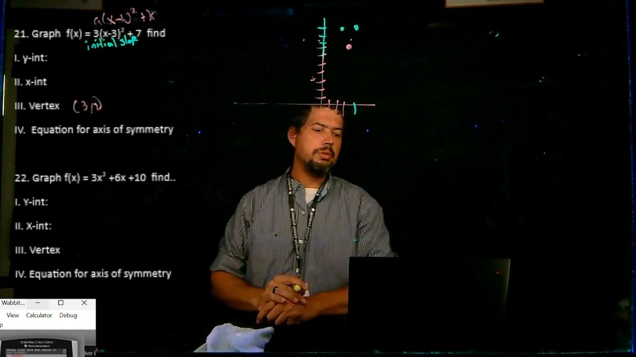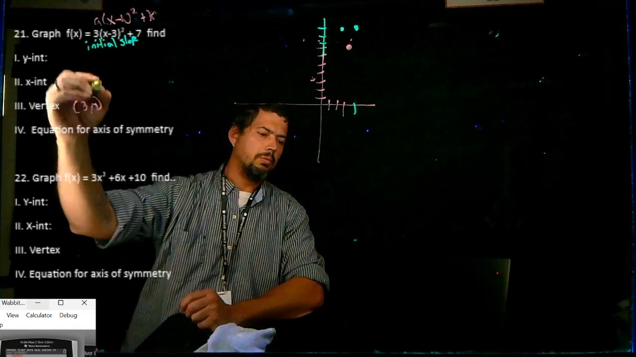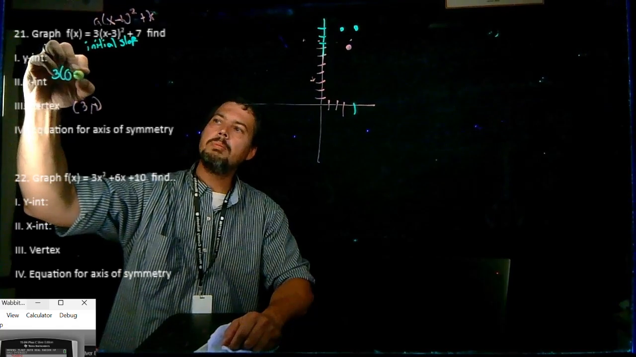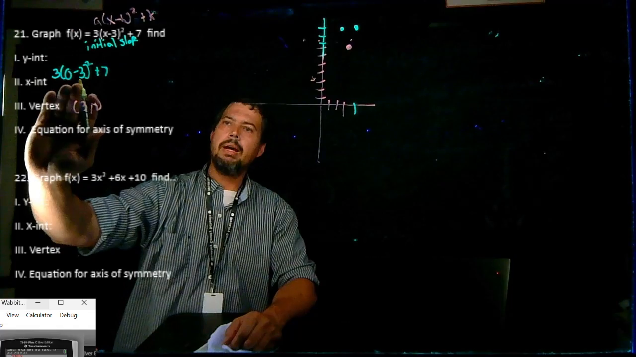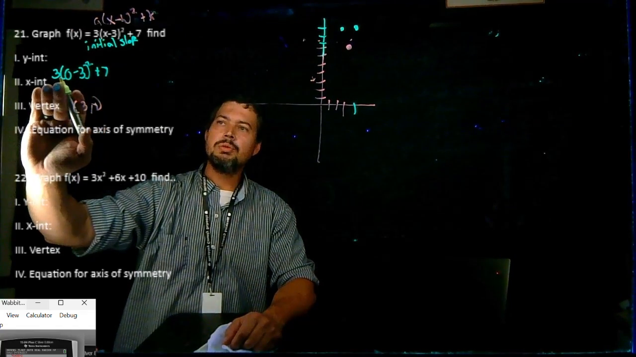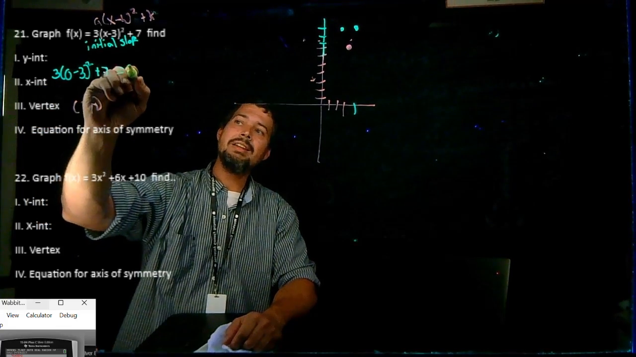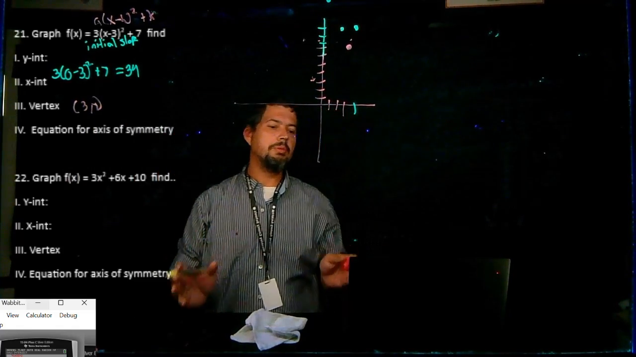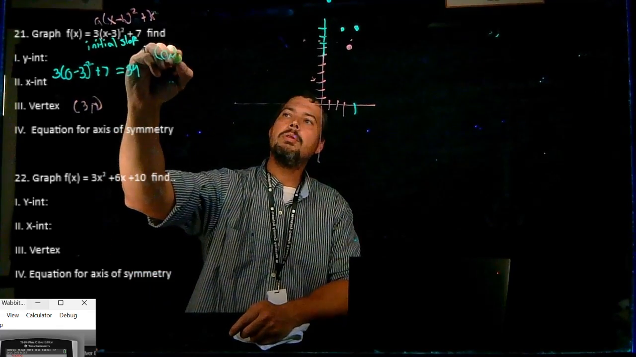There's things I want you to find. The y-intercept is one of them, and that's easy. For a y-intercept, we just let x be 0. So it's 3 times (0 minus 3) squared, add 7. And then we do math. This is a negative 3. If you square negative 3, you get 9. 9 times 3 is 27, right? Add 7 again, you're at 34, which is literally going to be off my grid, isn't it? It's going to be somewhere up there, but it's 34. Ordered pairs are wonderful. That's 0, 34.